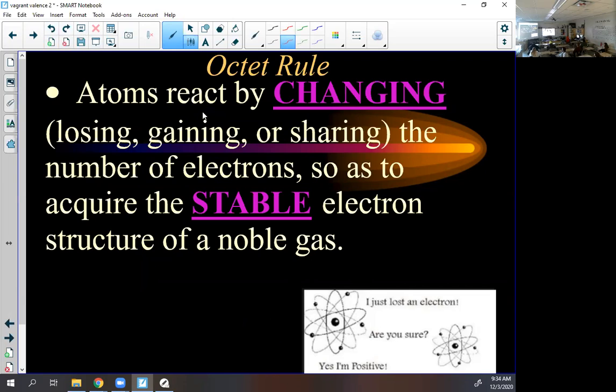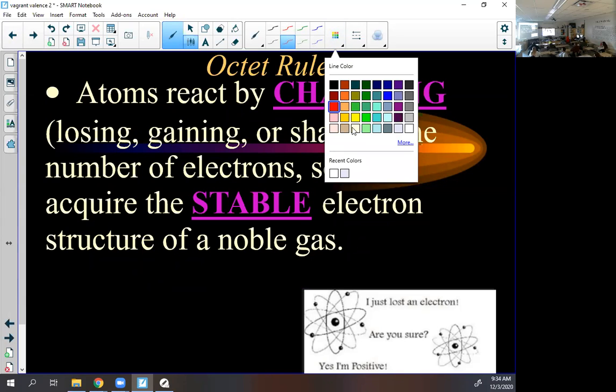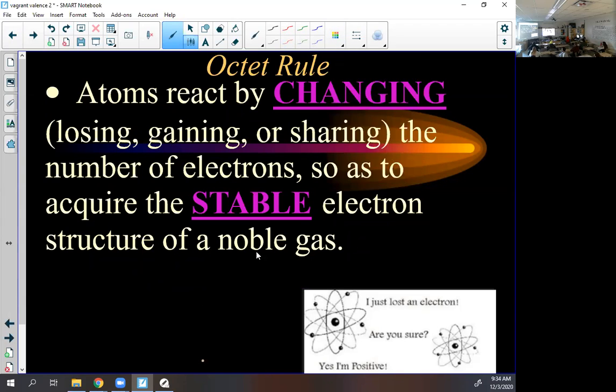All right. Okay, here we go. Atoms react by changing. There are 3 ways an atom can change its valence electrons. It can lose, and I would add the things I write on here. When an atom loses an electron, we have a name for that. We call it a metal. And I've said for a while now, metals are losers.